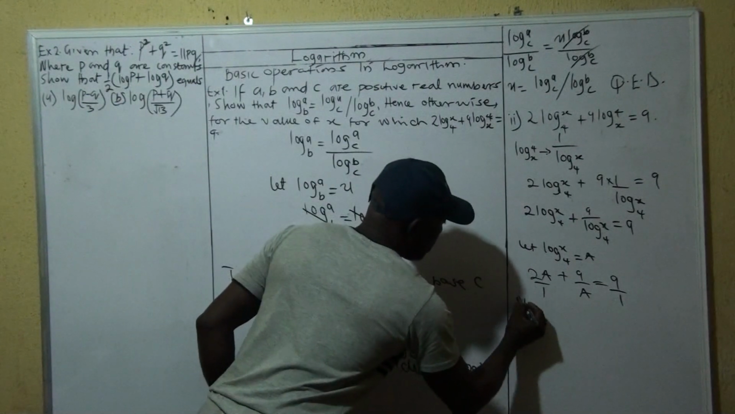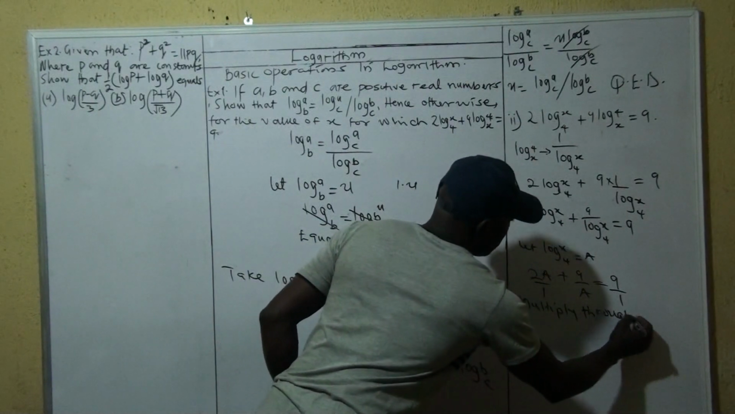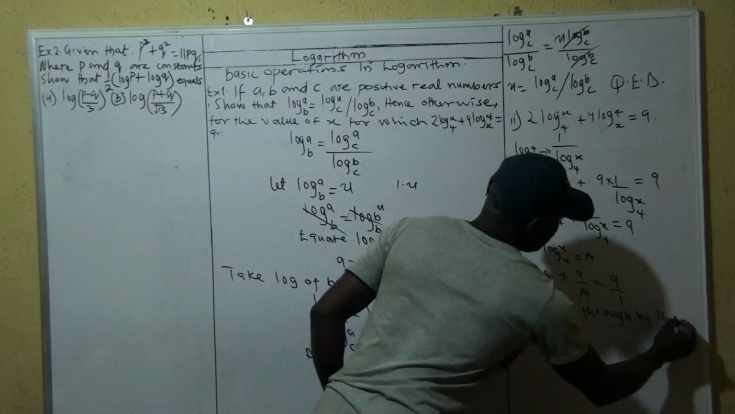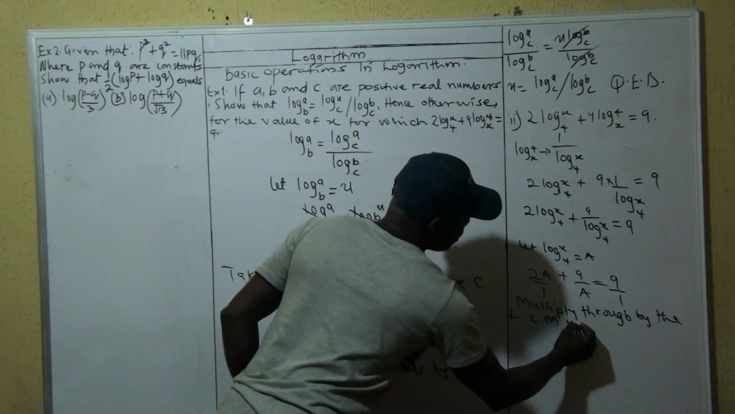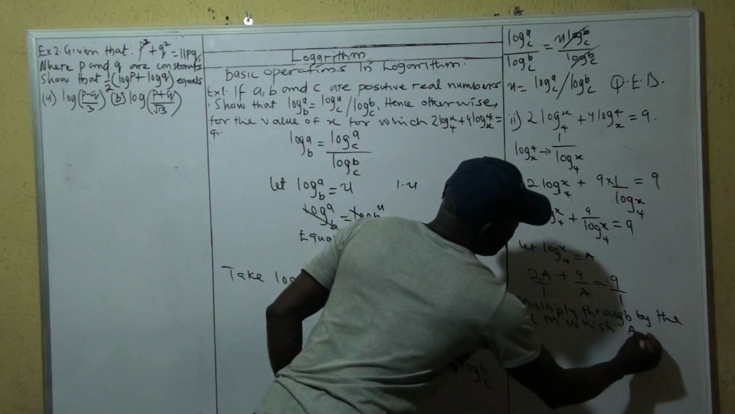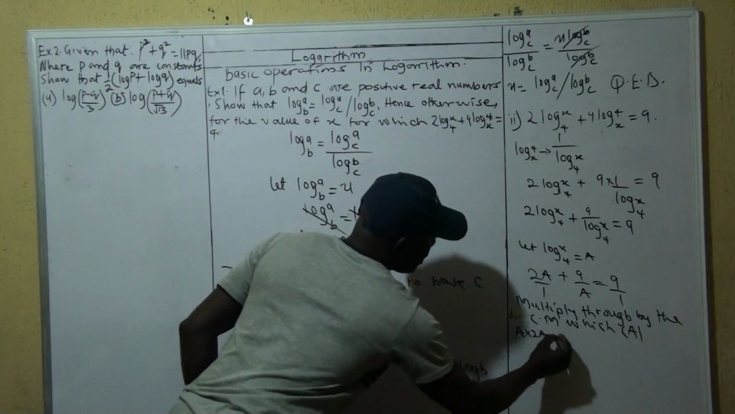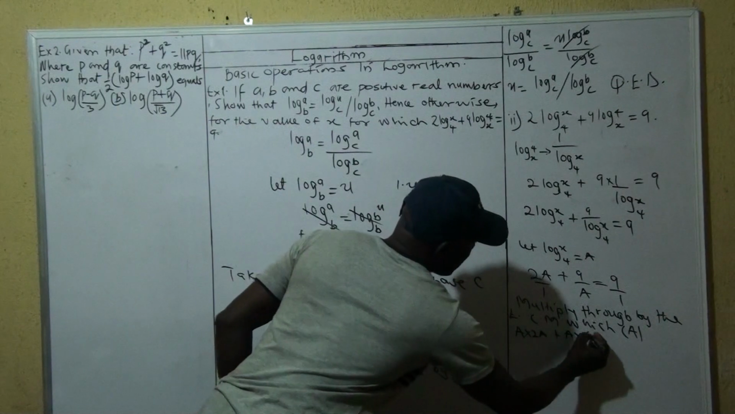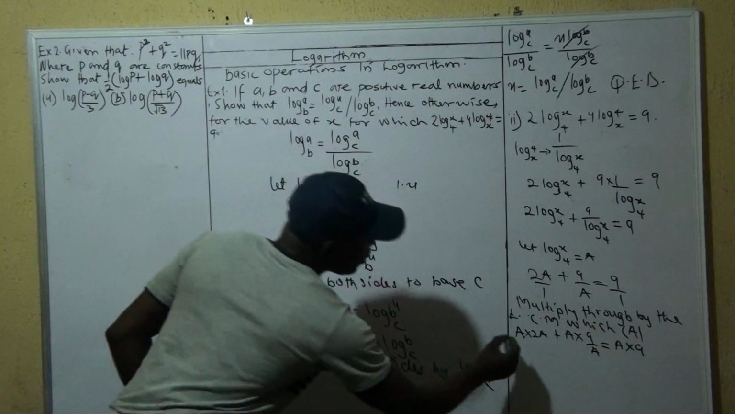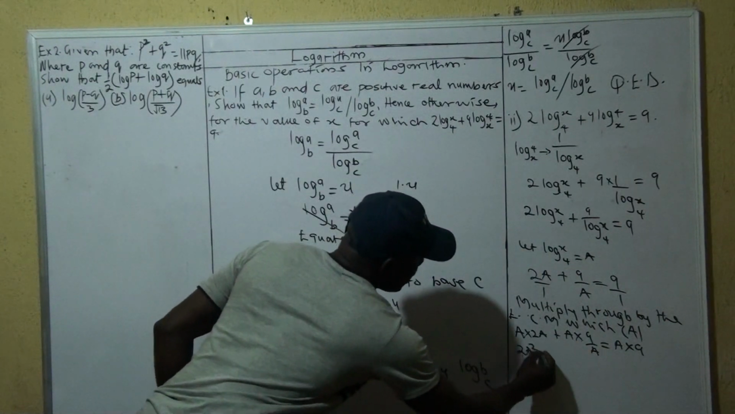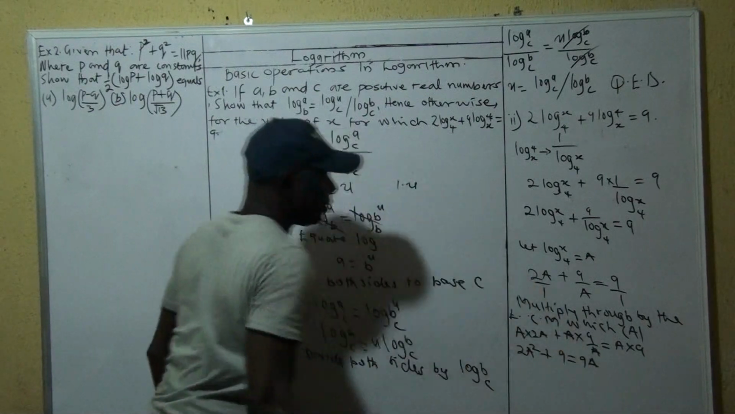We multiply through by the LCM, which is the lowest common multiple, which is a. So if we do that, this becomes a times 2a plus a times 9 over a is equal to a times 9. So this becomes 2a squared plus 9 is equal to 9a.